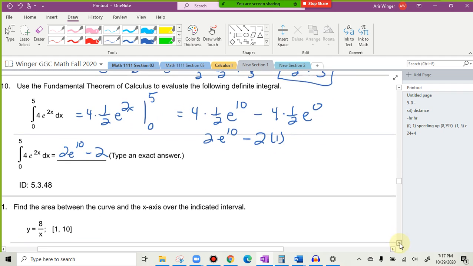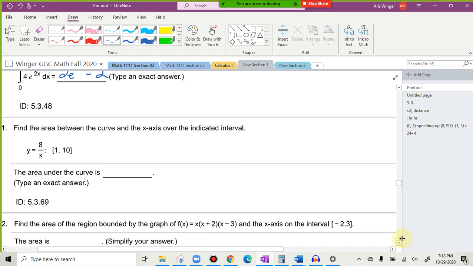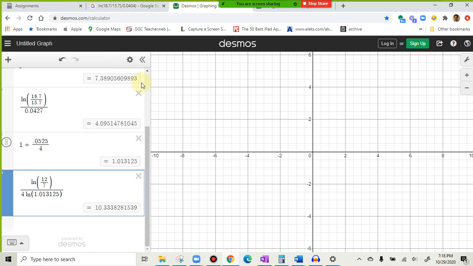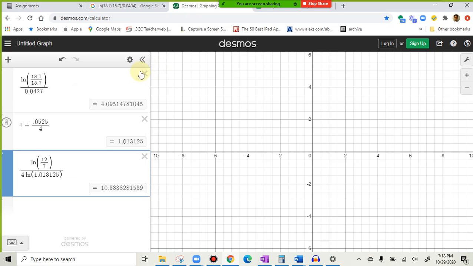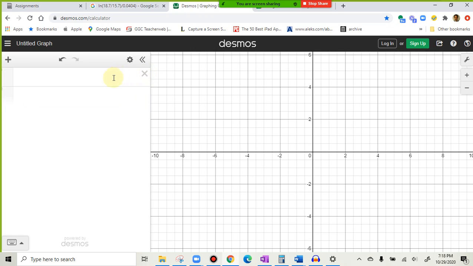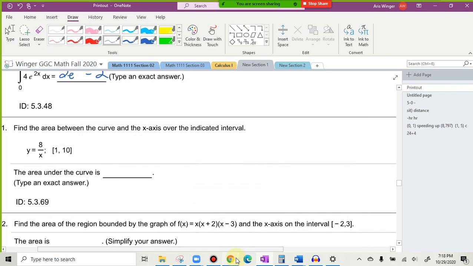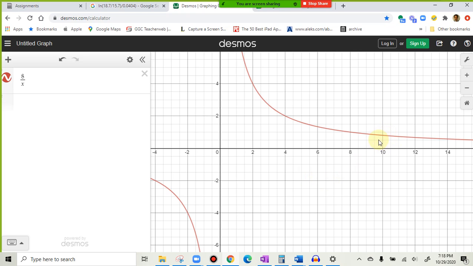Finding antiderivatives. Find the area between the curve and the x-axis over the indicated interval. Let's just be clear about what we're talking about. We're talking about 8 over x, we'll bring this home. There it is. And they want us to start from 1 to 10. So from 1 to 10, they want this area.